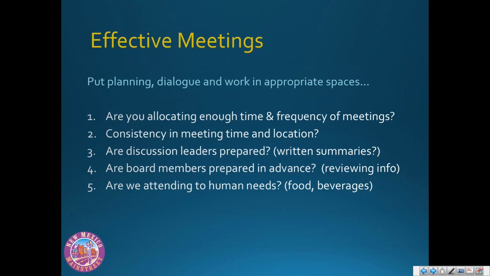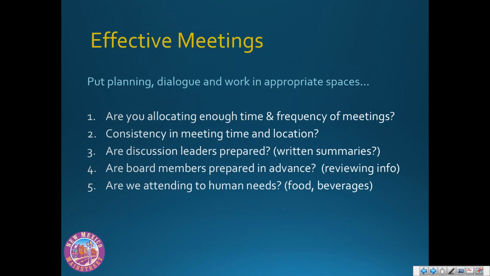It's important to make sure that your board members are prepared for the presentations in advance, and your discussion leaders are prepared. So there should be brief written reports submitted in advance so that everybody can come into the meeting having reviewed the documents and ready to move with the board work, right?